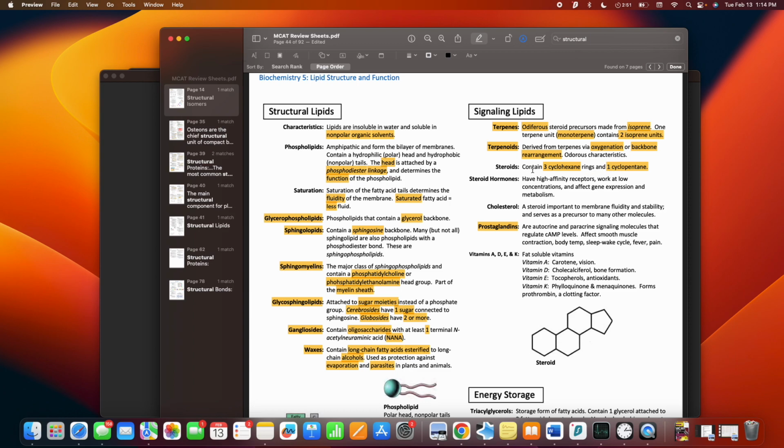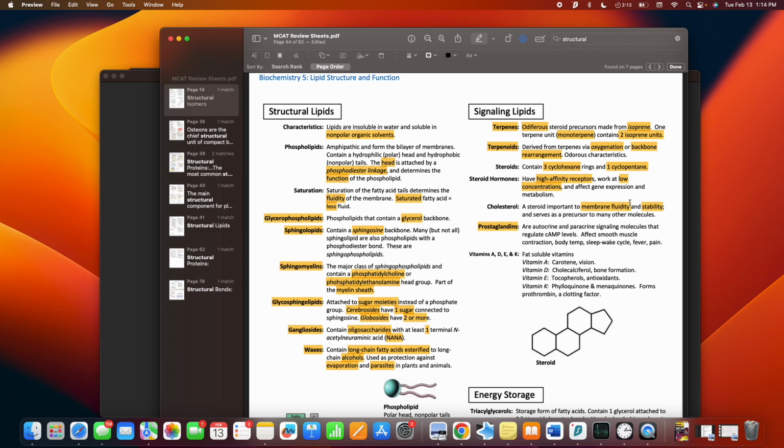Steroid hormones have high affinity receptors, work at low concentrations, and affect gene expression and metabolism. We know that. Cholesterol is a steroid important to membrane fluidity and stability and serves as a precursor to many other molecules. The more cholesterol, the more fluid and the more stable your membrane is, right?